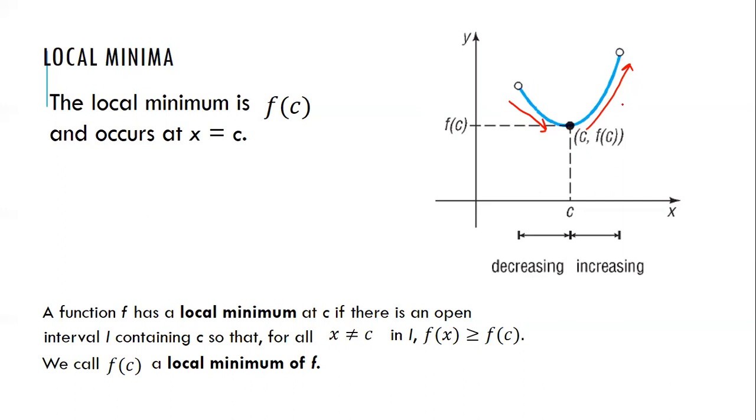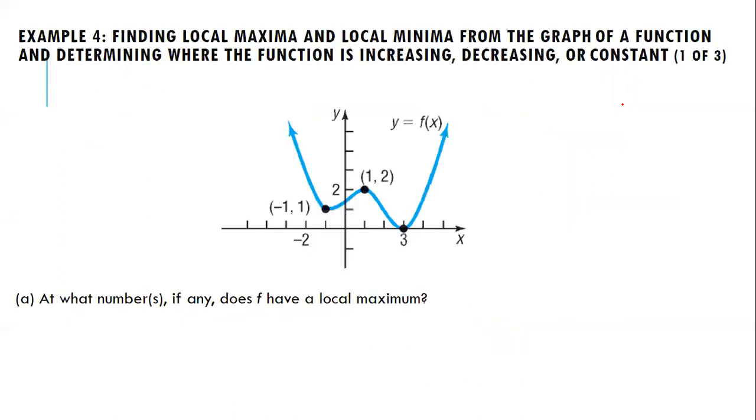So when you're looking at this, the value of f of x at a point to the right of f of c is going to be greater because that's when it starts to increase. All right, now we're going to put it into practice. You should have this graph. This is the graph that we're going to be analyzing for the next several examples. All right, it says at what numbers, if any, does f have a local maximum?